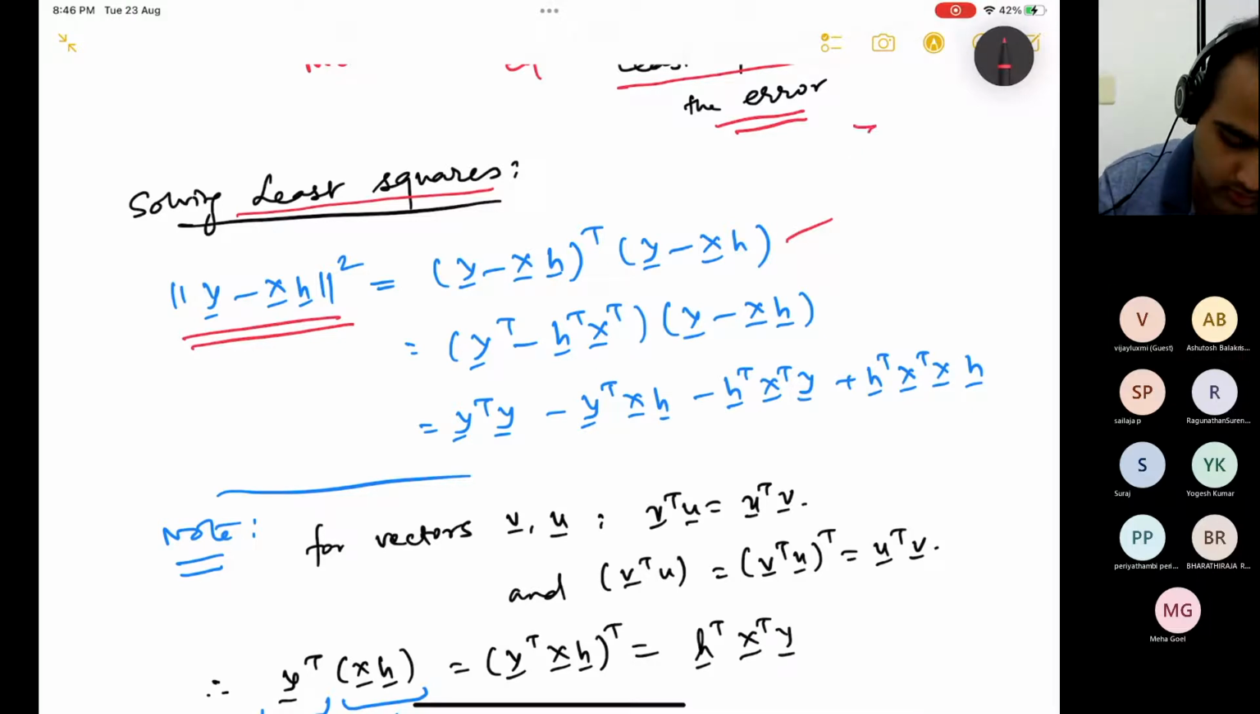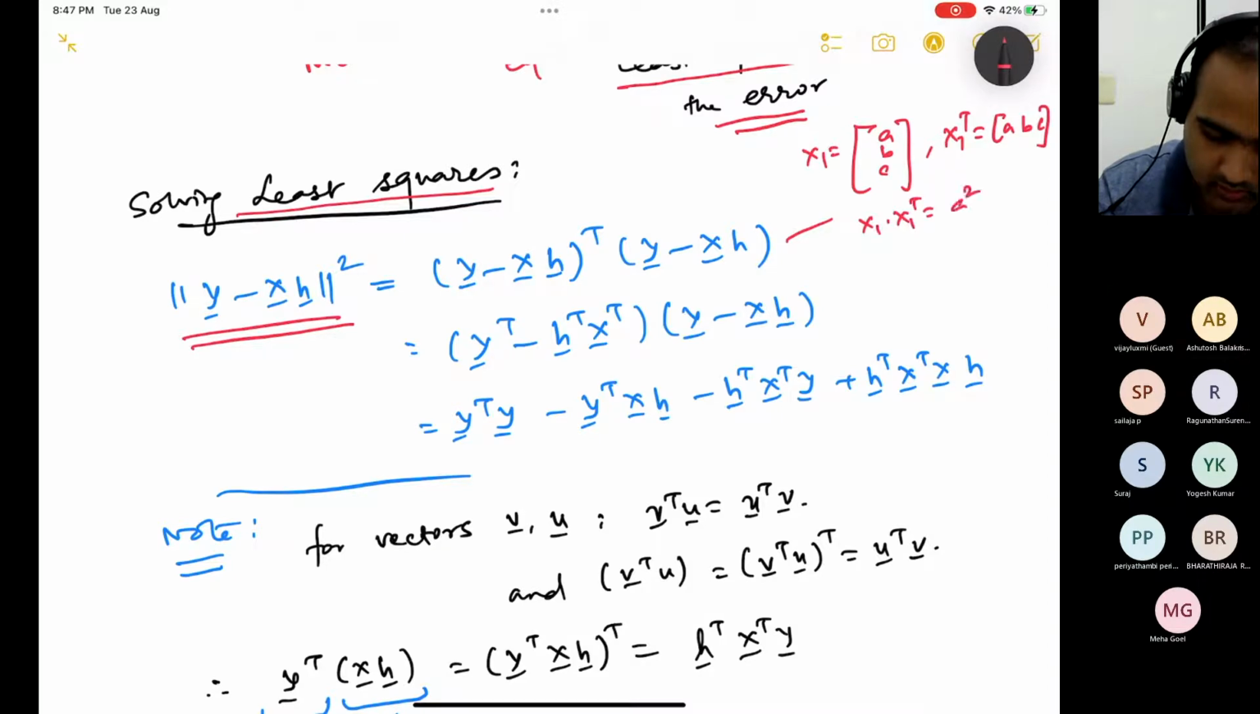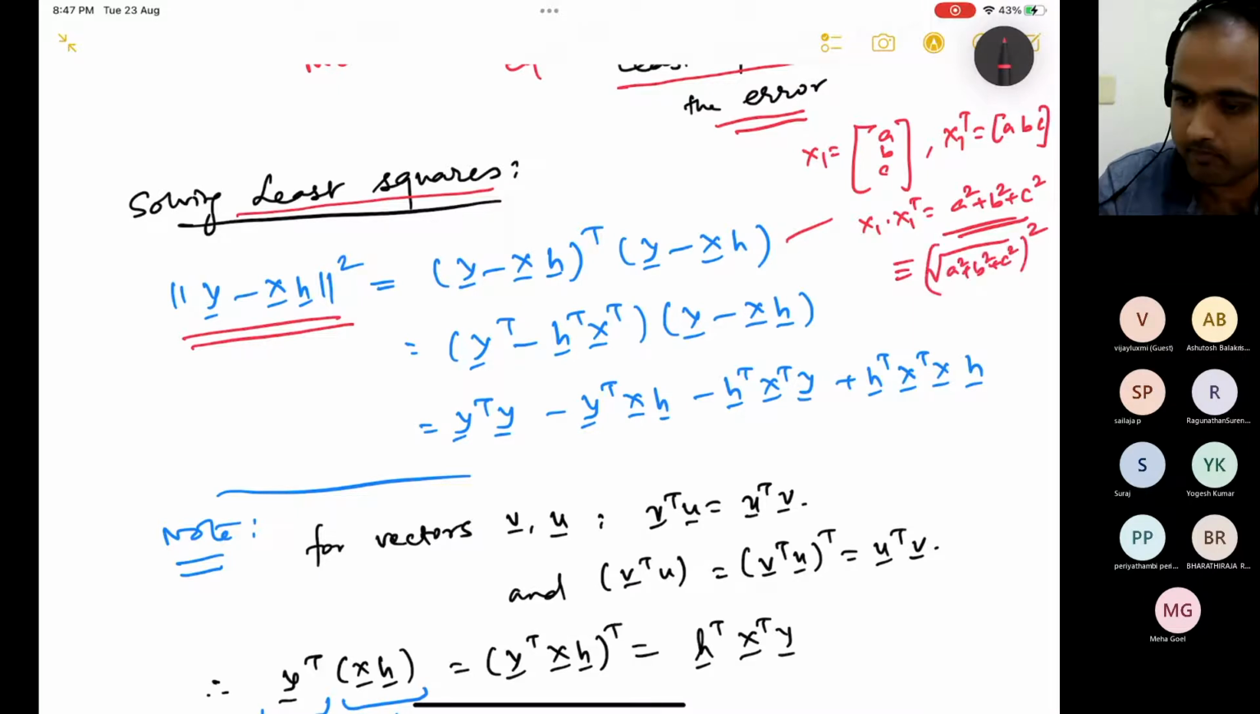So if we have say an x1, which is say some a b c, right? So what will be x1 transpose? This will be a b c, and x1 into x1 transpose will be basically a square plus b square plus c square, which is equivalent to under root a square plus b square plus c square, squared, right? So what we have written inside the bracket is actually the norm. This is called the norm operator, that is root of summation of all squared.